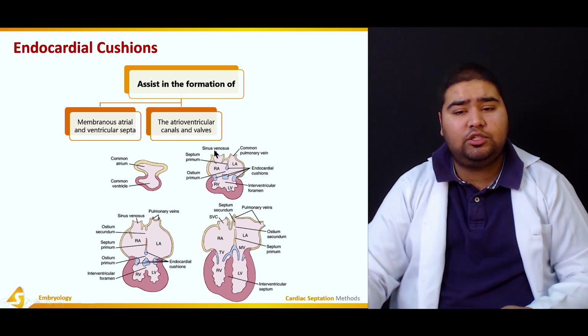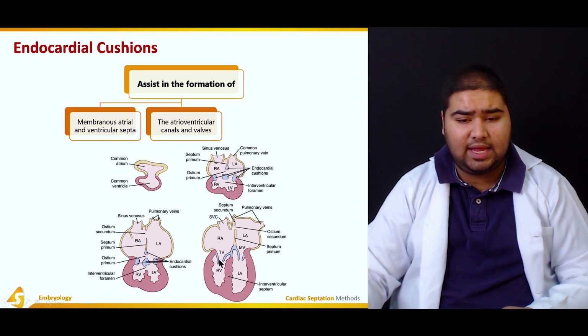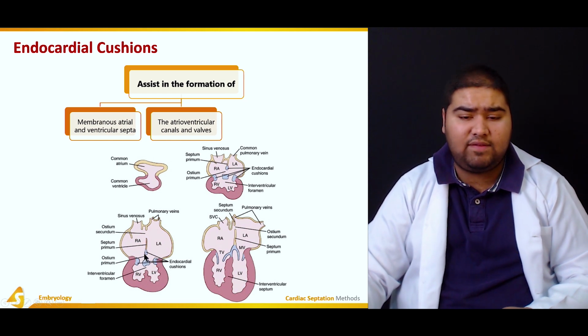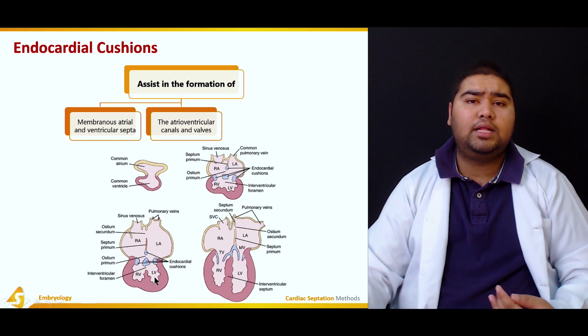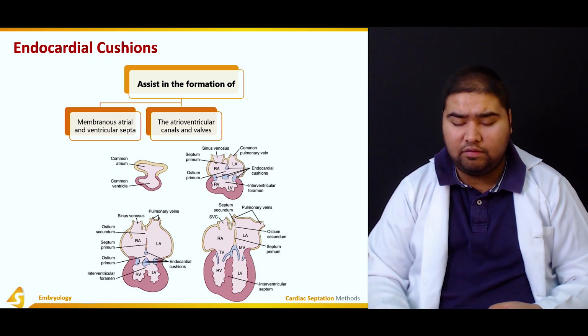They help in the formation of atrioventricular canals, as we talked about earlier. These are the AV canals, and these are the endocardial cushions, which are helping in the formation of AV canals. AV canals are actually pathways between the atria and the ventricles through which the blood can flow.